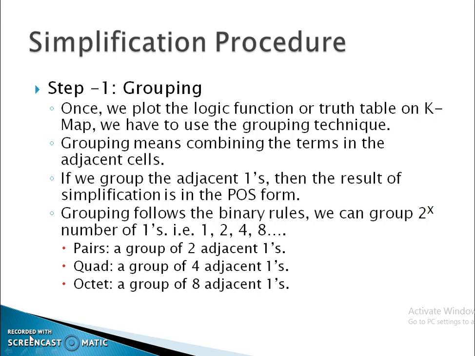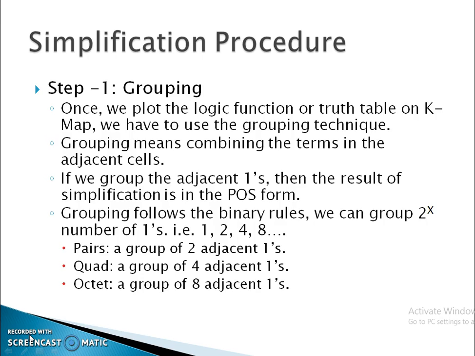For the simplification process, the step 1 will be grouping. How we will do grouping? Once we plot the logic function or truth table on K-map, we have to use the grouping technique. In first part, we have seen how we will make the entries in the K-map. After doing entries, we will go for the grouping.